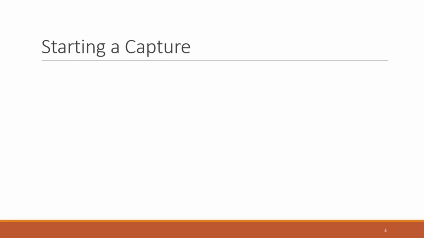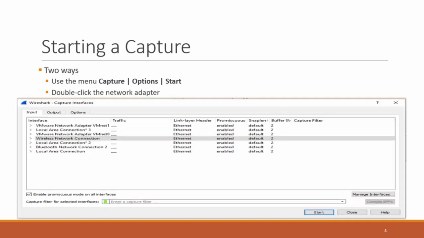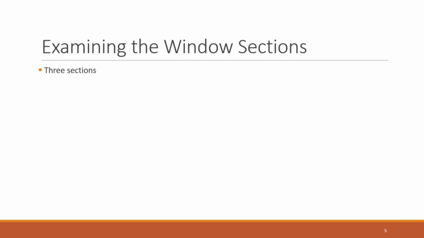So we have 2 methods to start our packet capture. We can use the menu, capture, select options, select start, or you can just double click the network adapter of your choice. My preference is to use capture, options, and start. And this is actually what comes up when you use capture, options, and start. As you see here, we have all our interfaces. I have the wireless network connection selected here, and we just click on start. Once we click on start, we'll start capturing packets. Let's take a look at it.